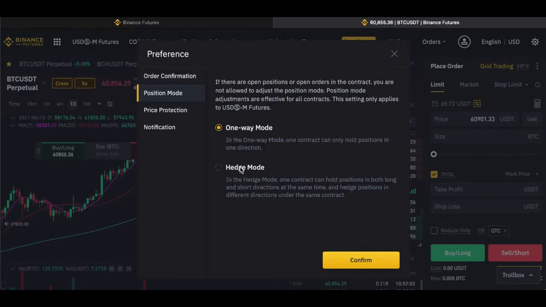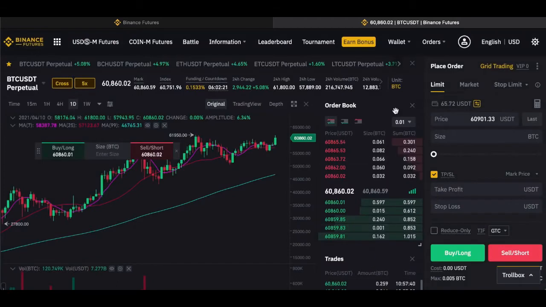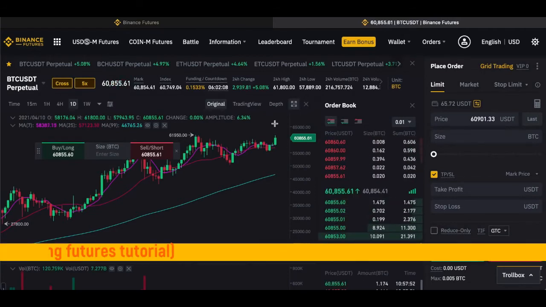Hedge mode is different. You can open long positions and short positions in the same futures contract at the same time. It's a very niche use case. Most people are just going to go to one-way mode, so you might want to go for one-way mode there. And really that is the setup of futures. So you should now be up to speed with what everything is, what we're trading and how. Let's come through to actually trading an order then.